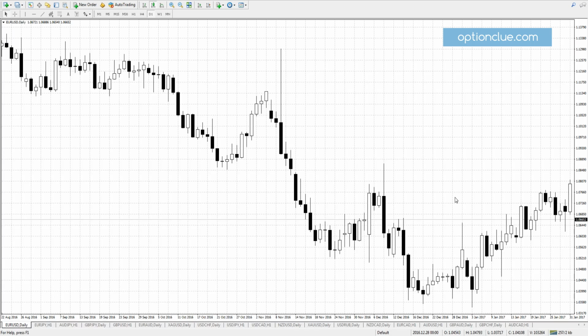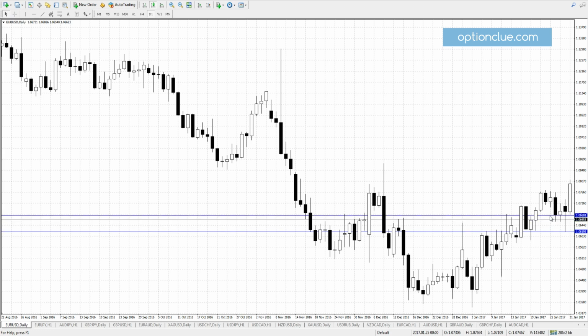Euro-dollar, the daily time frame. The market was rising for a long time, the euro to dollar exchange rate grew, and another support level was formed. Let me remind you that the horizontal level is plotted along the bodies and shadows of the candles, at the point where the chart shows a price reversal. The lower border of the level is 1.0618, the upper border is 1.0681. What happens next? The price starts falling and the market is closed below the support level.